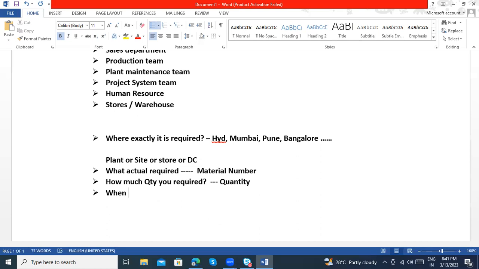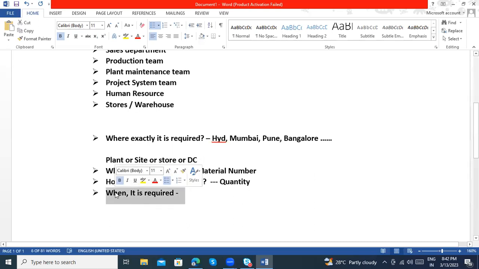So the next one is when it is required. Suppose I have a wedding anniversary on the 14th, and I'm planning to buy this product for it. If I don't have the plan for when it is required, and I get it on the 15th, there is no use. So when it is required is also very important. That is called the delivery date.